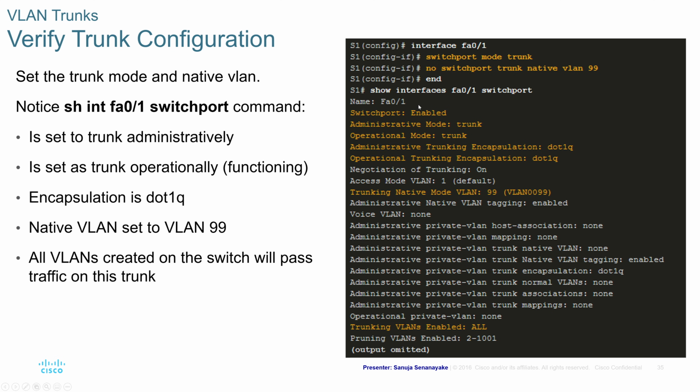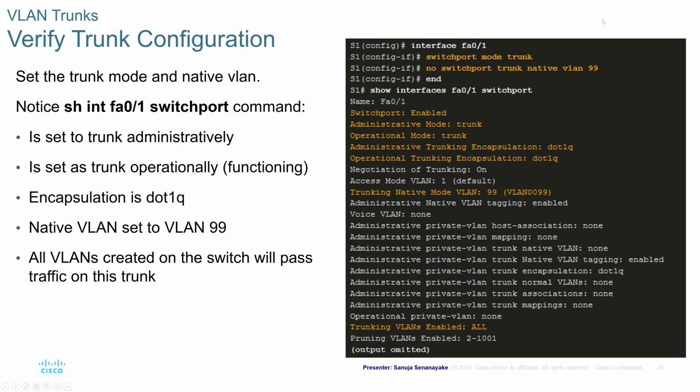So sh int fa0/1 switchport is the same as show interface fa0/1 switchport. This is the long form. As you go through these Cisco lectures and become more familiar with Cisco switches and routers, you'll learn a lot of shortcuts. Instead of typing the whole show interface fa0/1 switchport, you can type sh int fa0/1, and you don't even need to type switchport. You can do, I believe, sw and then press enter, and that will give you the same thing.